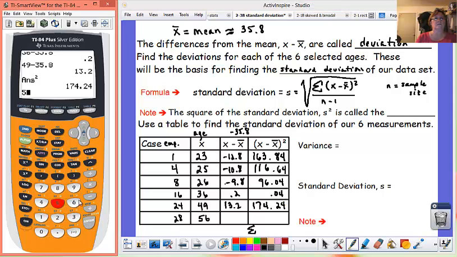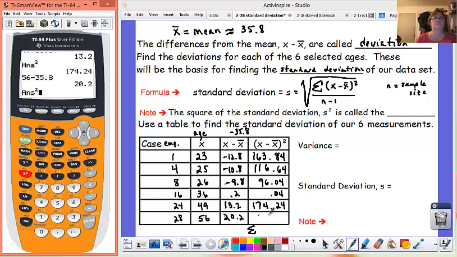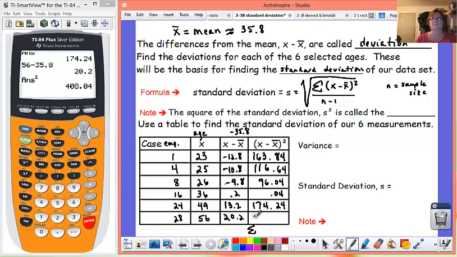And our oldest worker, we got 56. Minus the mean of 35.8, that's 20.2. And squaring, so put it around 400, yeah, 408.04.